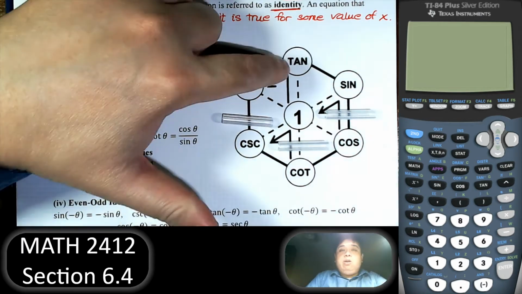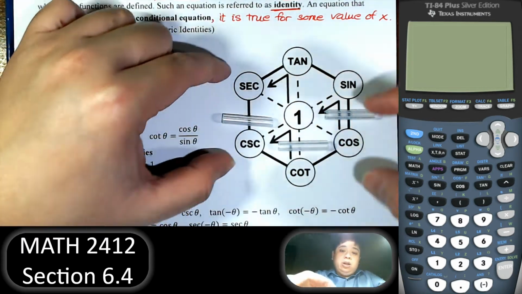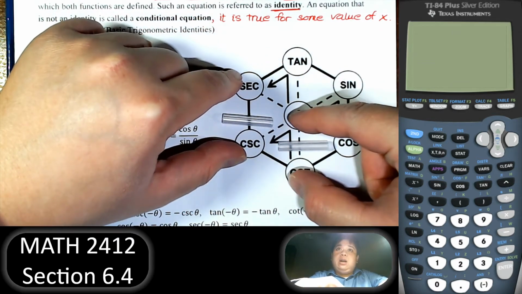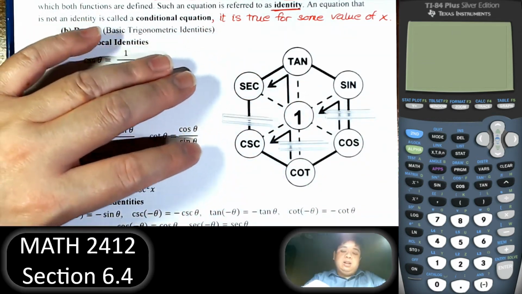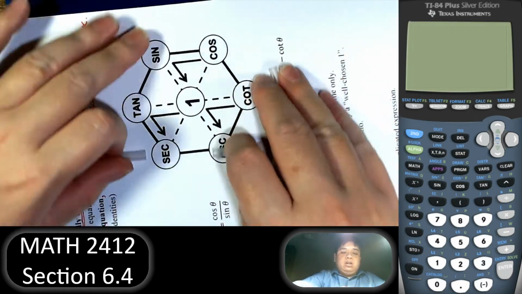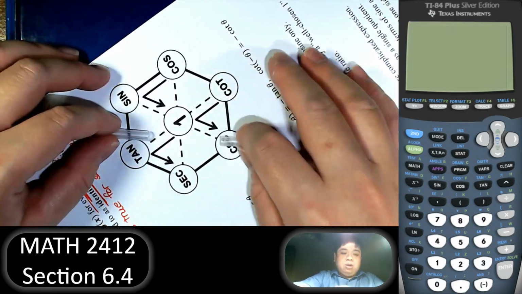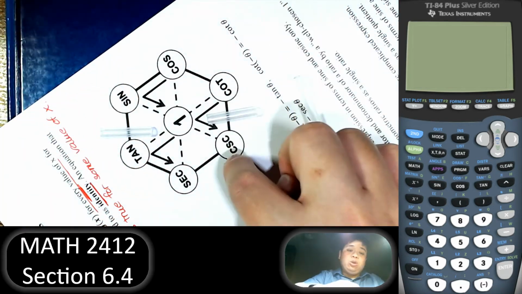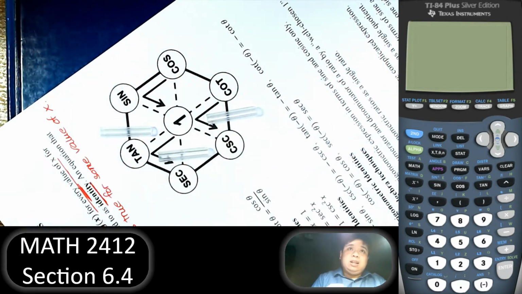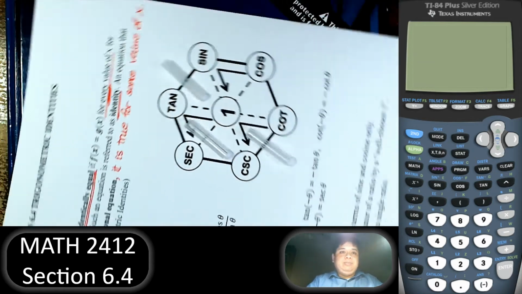So we have a function on top, and there will be 3 ratios. These are the quotient identities, and the ones opposite to them are the reciprocal identities. So we can rotate any function to the top. For example, if we put cosine on the top, cosine will be equal to cotangent over cosecant, sine over tangent, and 1 over secant.